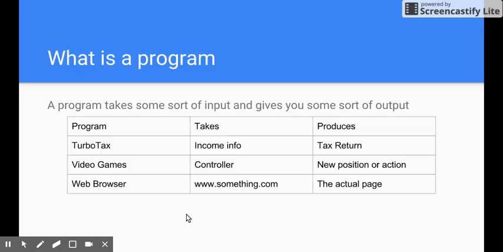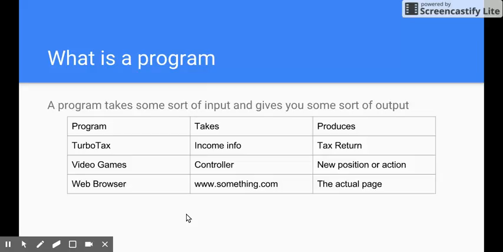Here are some examples. TurboTax will take all of your income information, your W-2s and your deductions, and will produce a tax return. When you're playing video games and you're moving your controller up, down, sideways, A, up, down, down, what it reads into that input is your new position or your action, depending upon the game that you're playing.